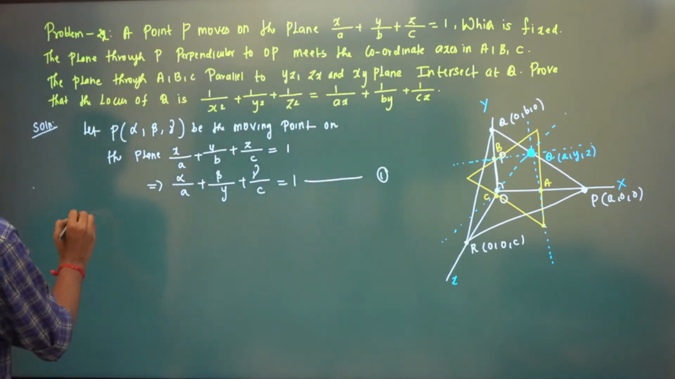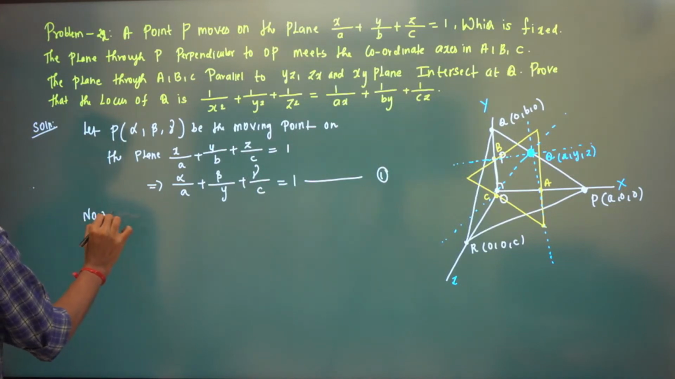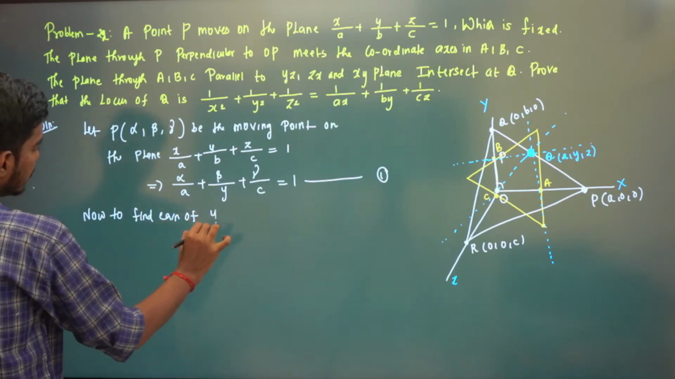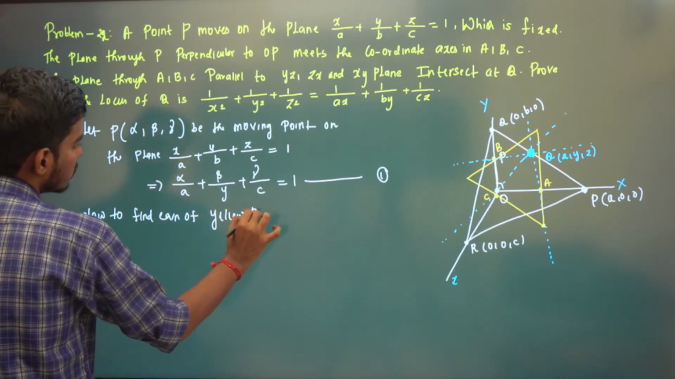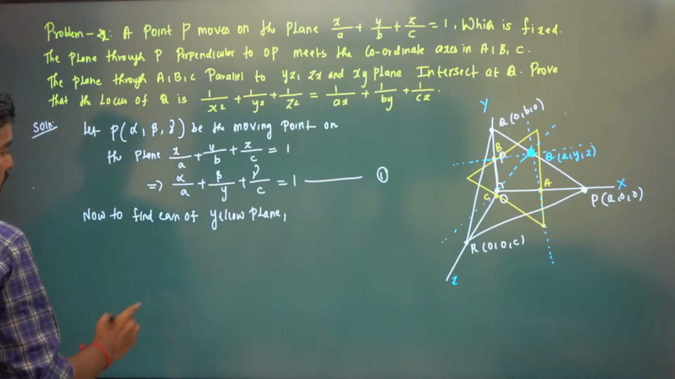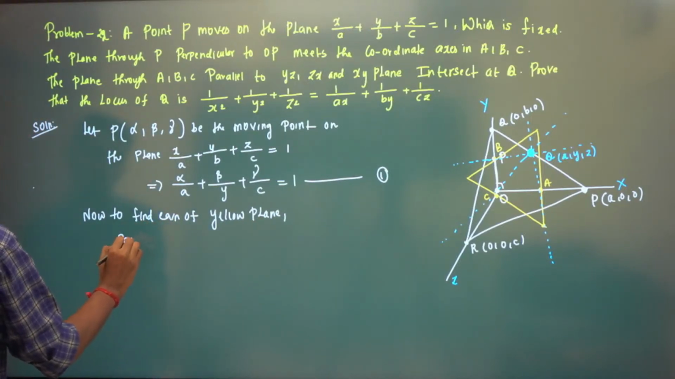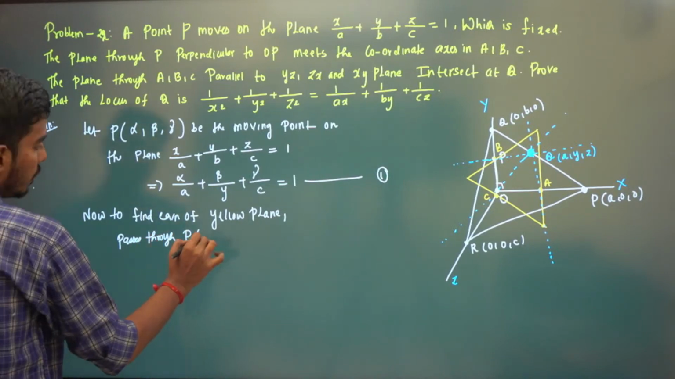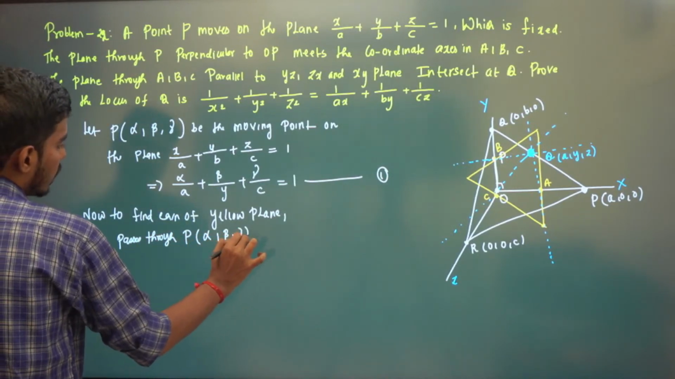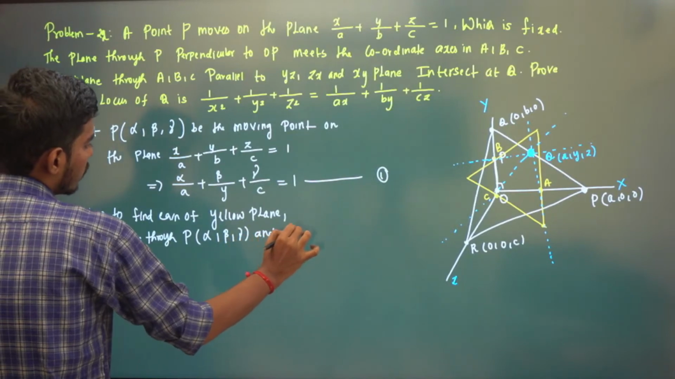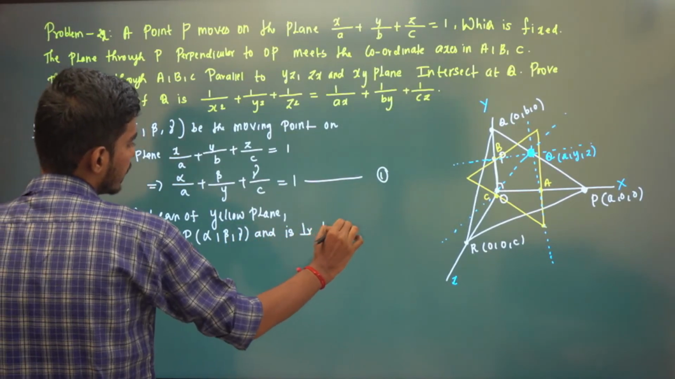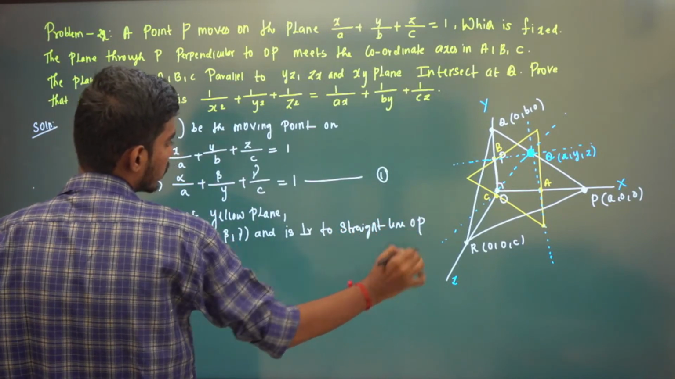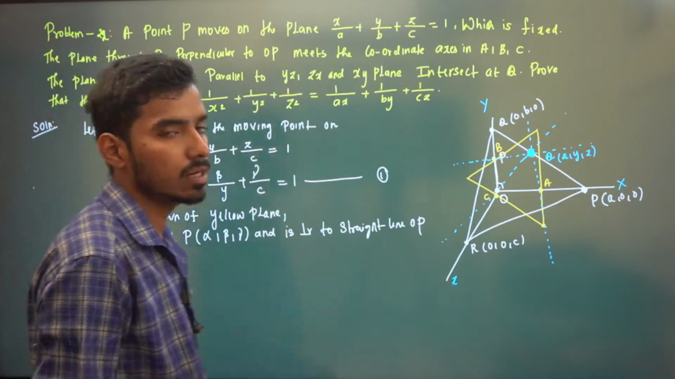We know that equation, right? Now, to find equation of yellow plane, just write in layman terms, right? This yellow plane is the one that is passing through P. Now we can see this yellow plane passes through P, and we know P point is alpha comma beta comma gamma. It is perpendicular to some straight line, and it is perpendicular to the straight line OP that is already given, right? It passes through P and perpendicular to OP.